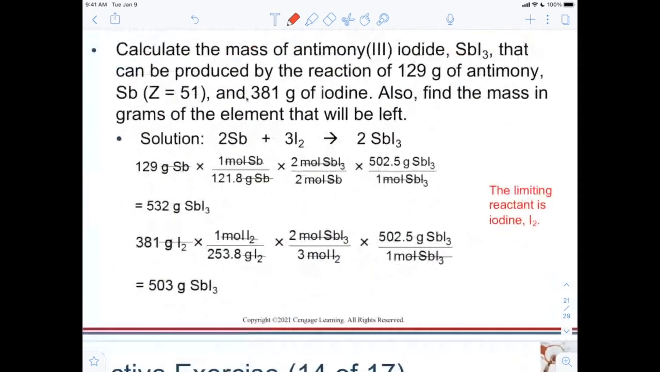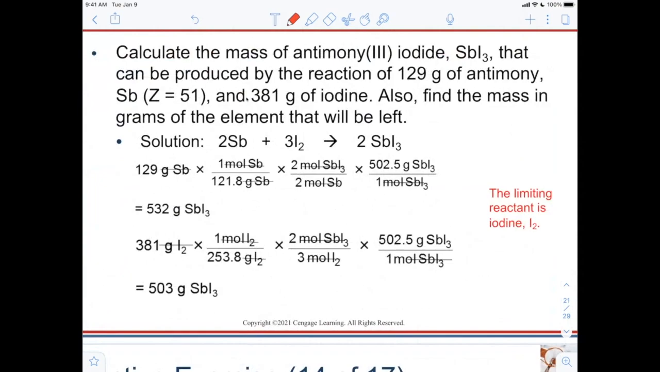Okay, so let me continue from here. I did try to simplify the slides to make it a lot easier. Oh, with this one too, I decided to bring in an equation. So early on, we know what is what. Oh, I forgot. I think I had this from before. Okay, I simplified this to show you how to figure out the limiting reactants. We're told here, calculate the mass of antimony 3 iodide, SbI3, this one right here, that can be produced by the reaction of 129 antimony.